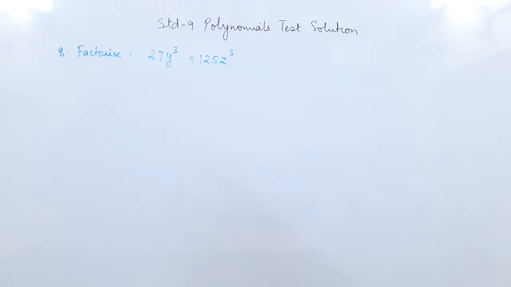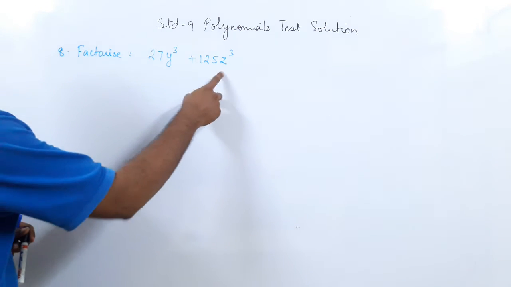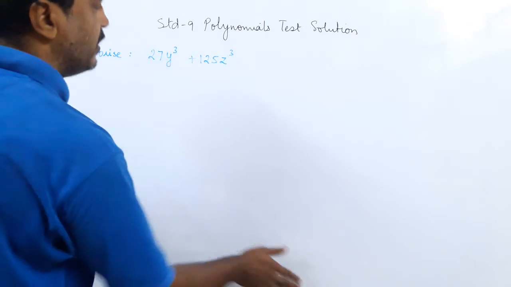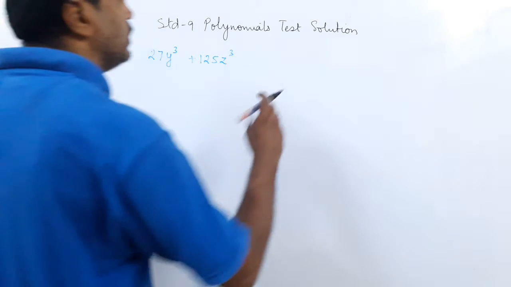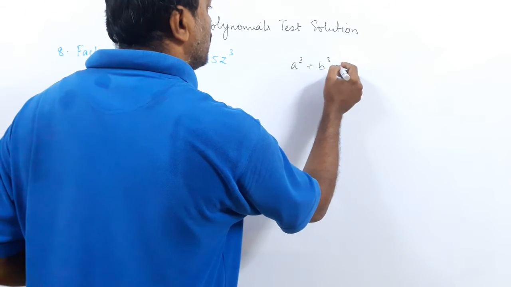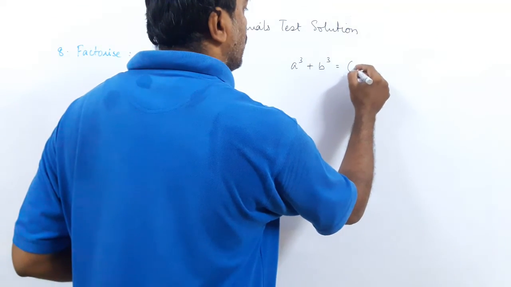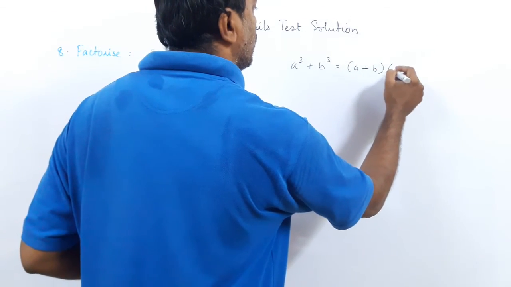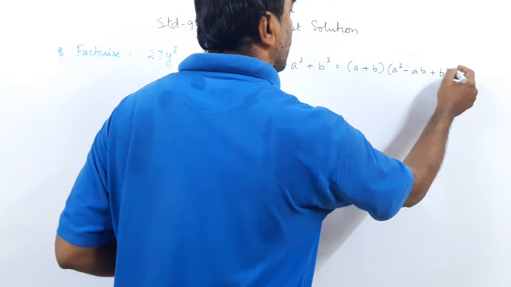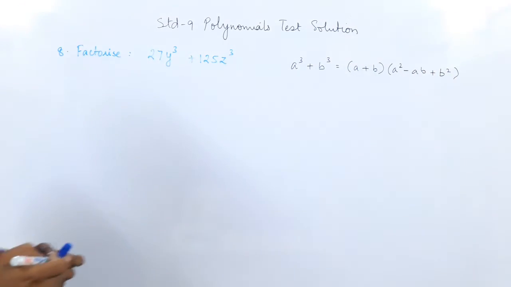Okay. Now factorize 27y cube plus 125z cube. So which identity do you have to use? If you identify the identity, the sum becomes very simple. We have a formula: a cube plus b cube equals (a plus b)(a square minus ab plus b square). That's it. This is the identity.